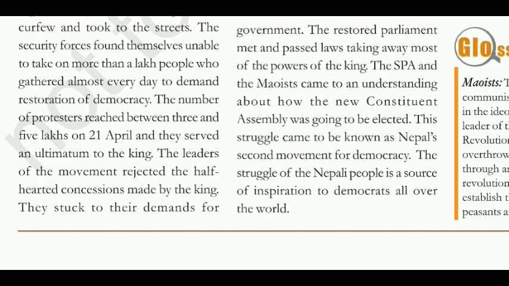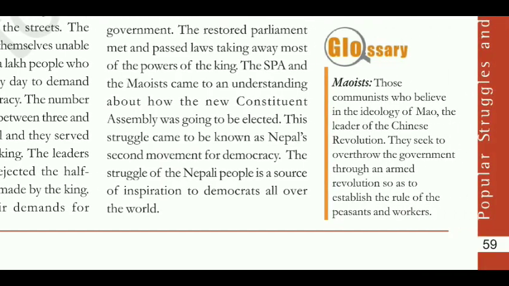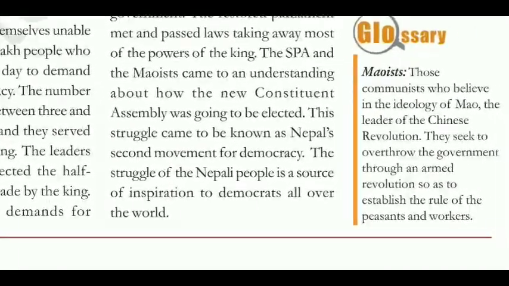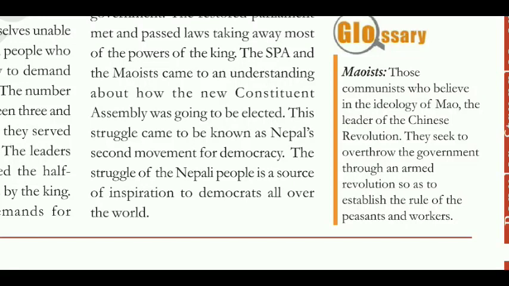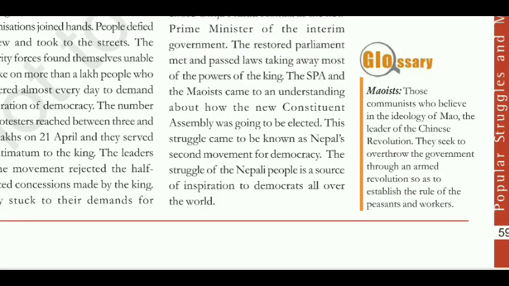The struggle of the Nepali people is a source of inspiration to democrats all over the world. Have a look at the glossary. Maoist: those communists who believe in the ideology of Mao, the leader of the Chinese Revolution. They seek to overthrow the government through an armed revolution so as to establish the rule of the peasants and workers. Now, Bolivia's water war.